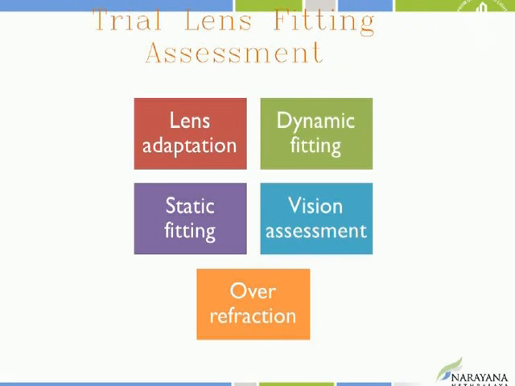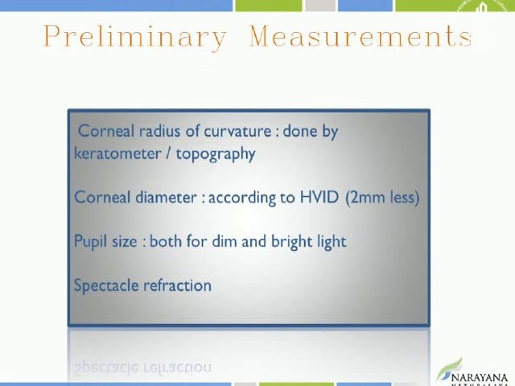The various parameters that need to be looked into when you do an RGP fitting are the dynamic and the static fitting, and lastly the vision assessment using over refraction. To start off with, you look at the corneal radius of curvature, that is the equivalent found in millimeters on a topography or a keratometry, followed by the horizontal visible iris diameter. You subtract 2 millimeters from that, and that gives you the overall diameter of the RGP lens.